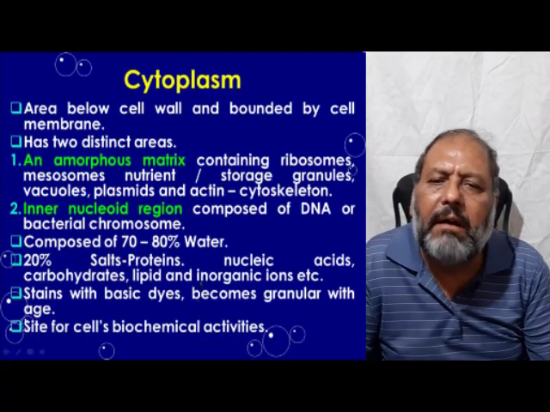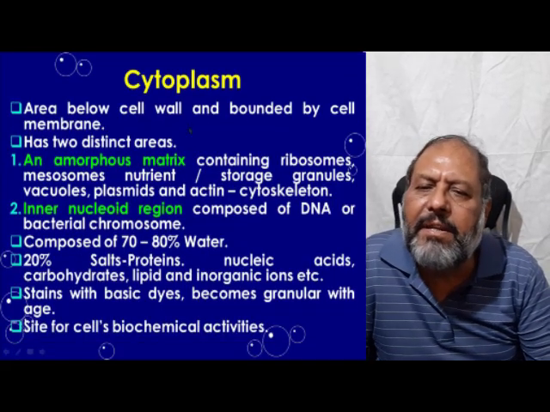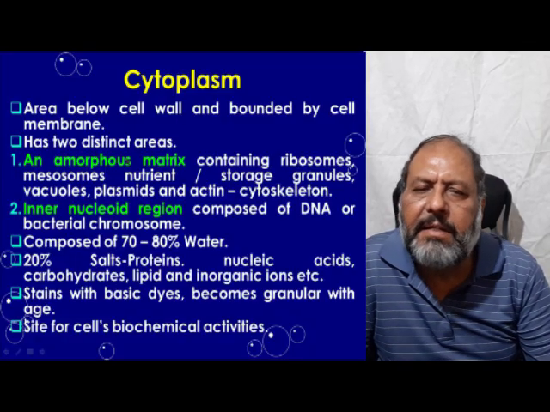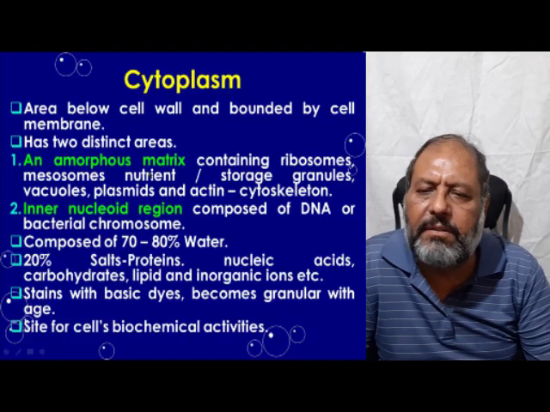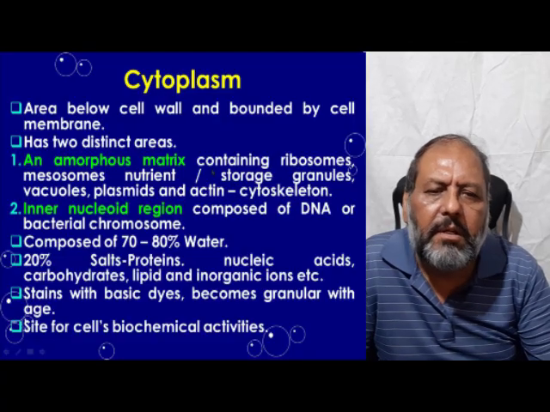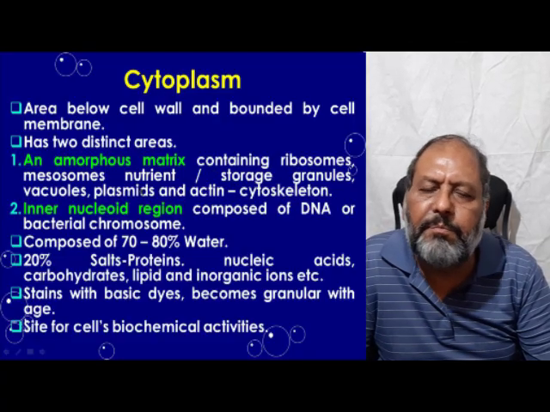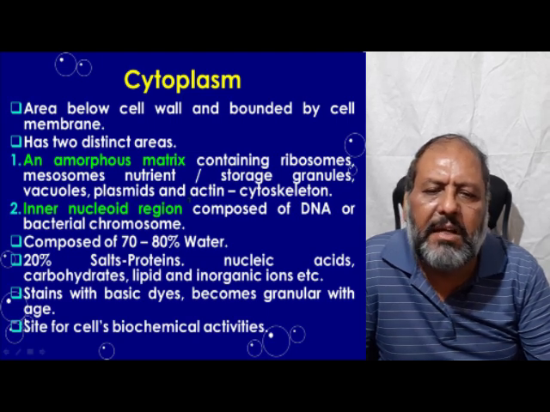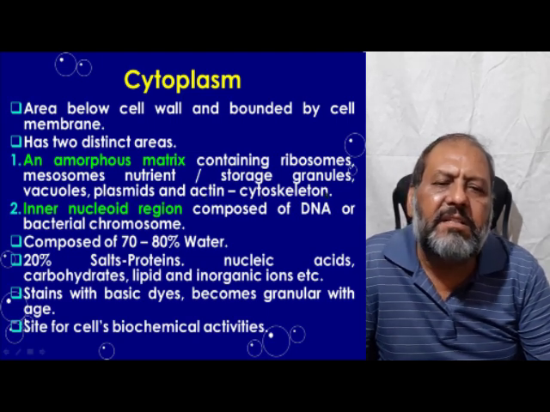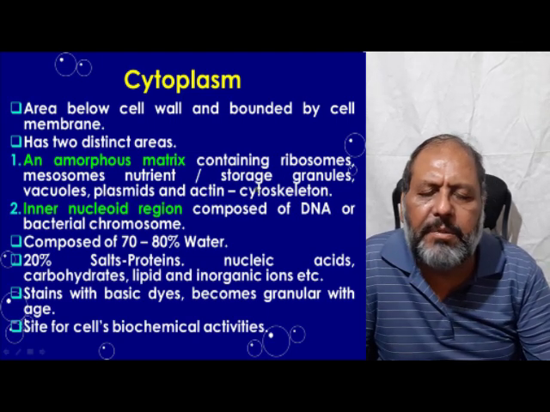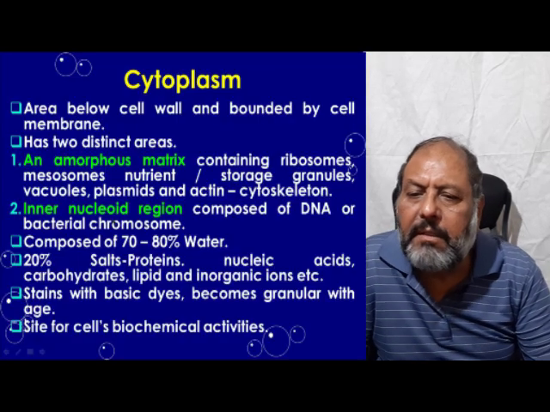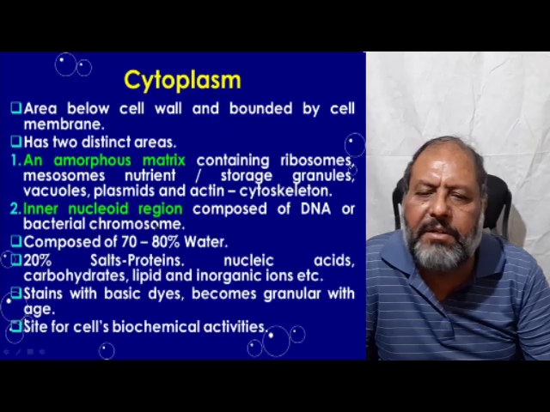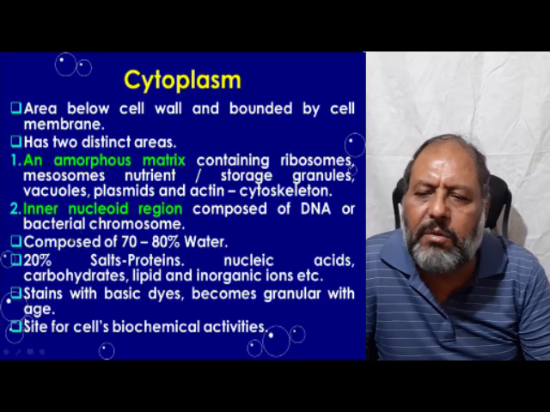The next part is the cytoplasm. It is the area below the cell wall and bounded by the cell membrane. It has two distinct areas: an amorphous matrix which contains ribosomes, mesosomes, nutrient storage granules, vacuoles, plasmid, and actin cytoskeleton. All these will be discussed one by one. And the inner nuclear region is composed of DNA, or the bacterial chromosome, that is the nuclear region.